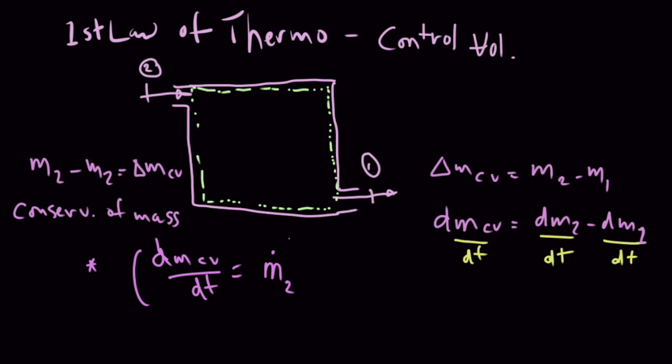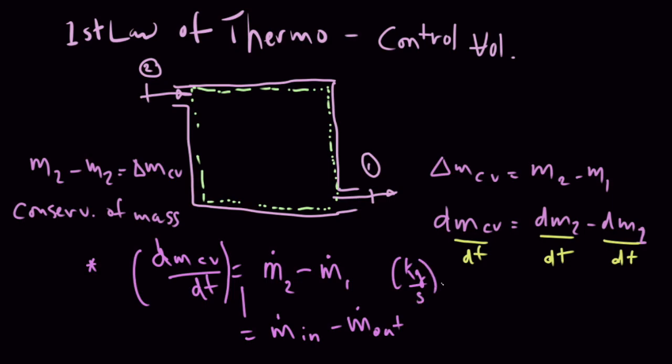So this is what comes in minus what comes out. Let me just bracket that there. Instead of saying m2 minus m1, we can just say it's basically m dot in minus m dot out, and we would be essentially saying the same thing. The units for this would be kilograms per second. So this is the conservation of mass in rate form.